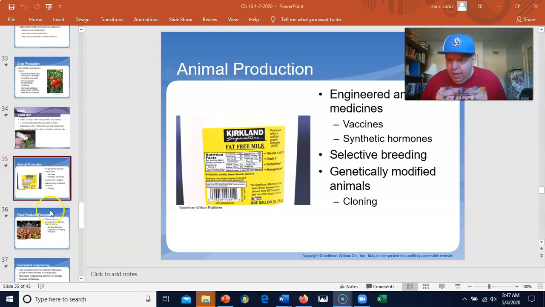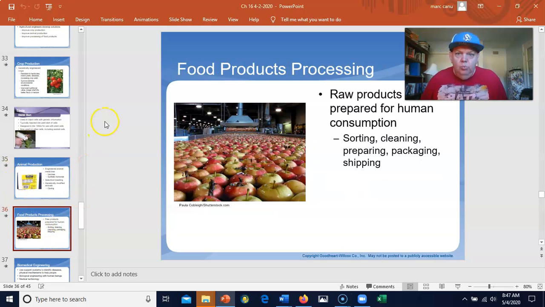And with that, food products processing. Raw products prepared for human consumption. Things like sorting, cleaning, preparing, packaging, shipping. You go to Costco and you get those apples in the plastic container that they sell. The wax covering that you find on the apples helps preserve them a little bit longer. It's part of the processing.